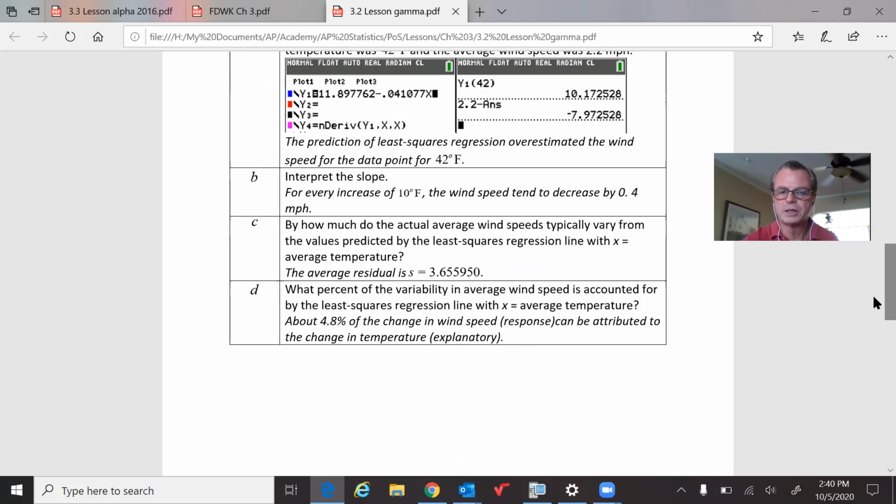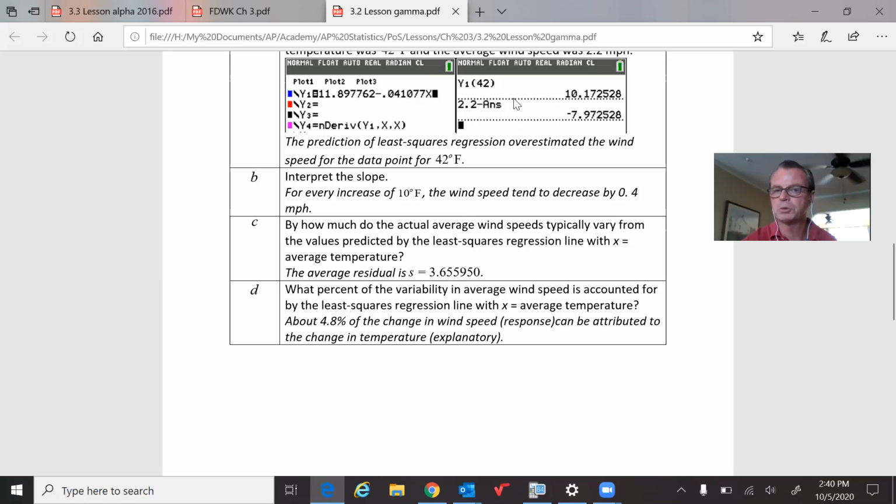B is important. Interpret the slope. So I'm looking at this slope. Now, I did a size change of magnitude 10. Don't worry about that. You don't have to do that. But I'm saying for every increase in 10 degrees, the wind speed tends to decrease by 0.4 miles per hour. If you said for every increase of 1 degree, the wind speed tends to decrease by 0.04 miles per hour, it's the same thing. But what's important in this answer is tends to decrease.